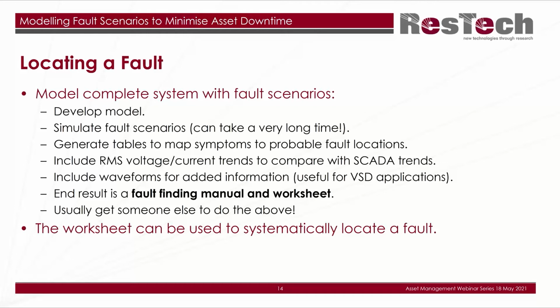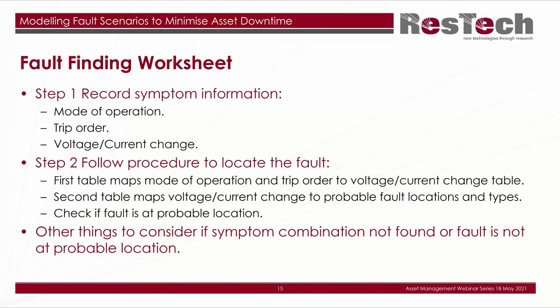So how will we then use the worksheet? Well, the worksheet is effectively a two-step process. First of all, you just record the symptom information: the mode of operation, the trip order, and the voltage and current change. Then step 2 is to follow the procedure to find the fault, which is following the links in tables. And generally, to make it easier, 2 tables are used.